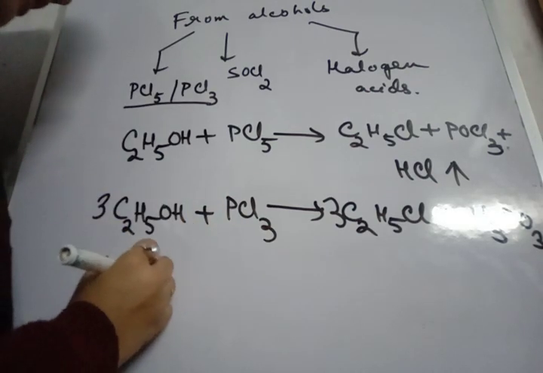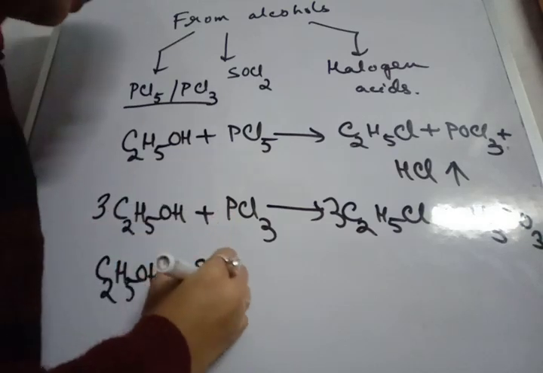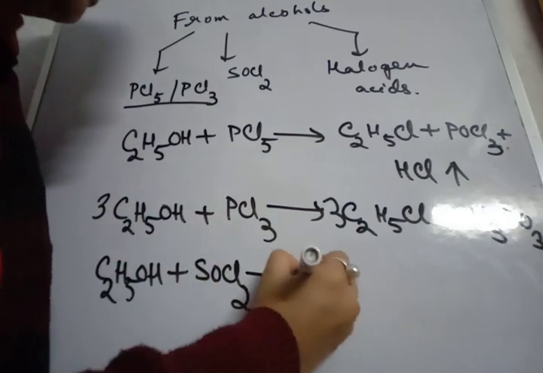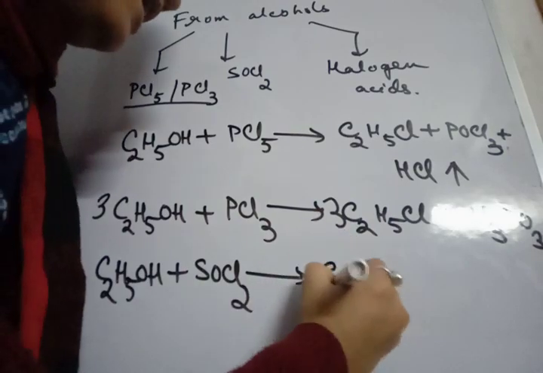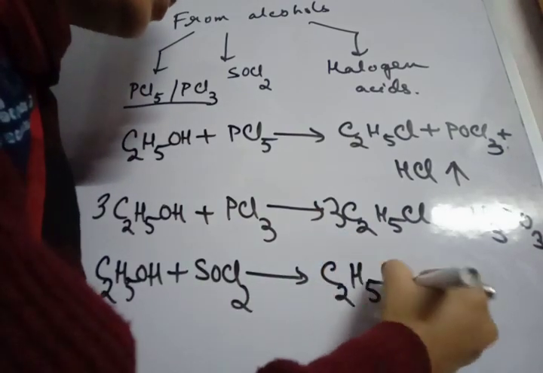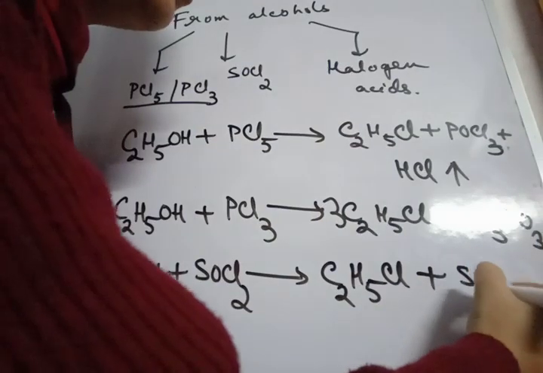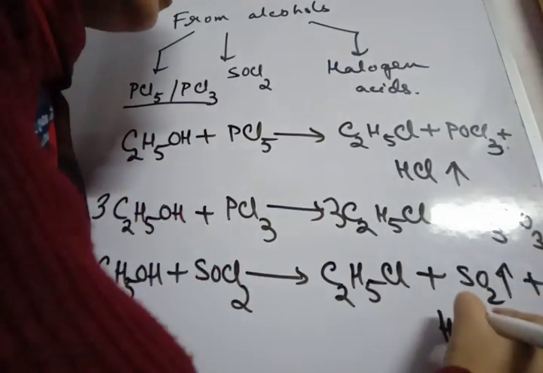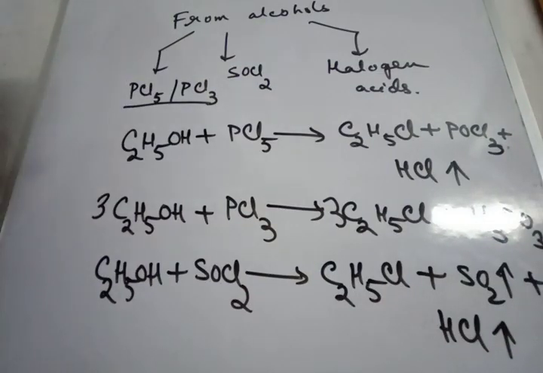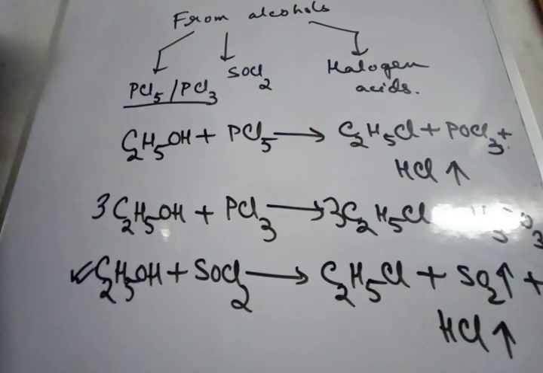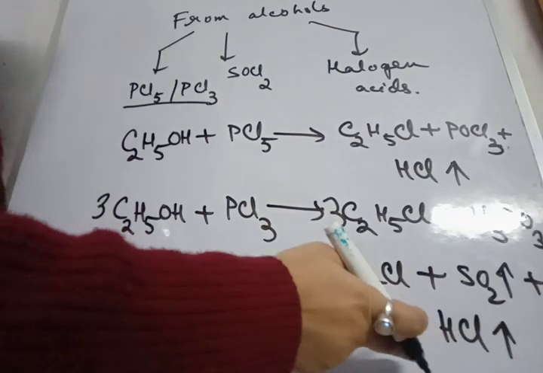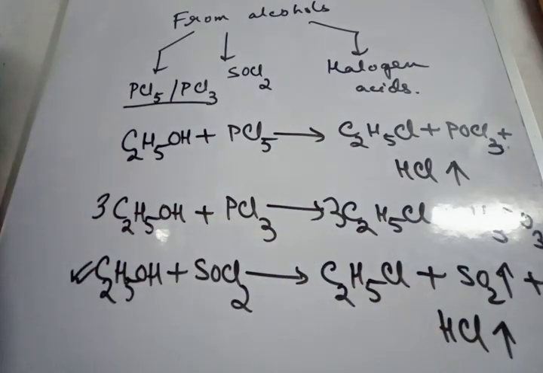C2H5OH, same alcohol I am taking, ethyl alcohol or ethanol, reacts with thionyl chloride. Now this particular process is termed as the Darzens process. Obviously the mixture has to be heated to some extent and we get alkyl halide, that is C2H5Cl plus SO2 plus HCl, both of which are in gaseous state. Now this is the best method for the preparation of the alkyl halide. Why? Because the other 2 side products formed are gaseous in nature, so they leave the reaction mixture.